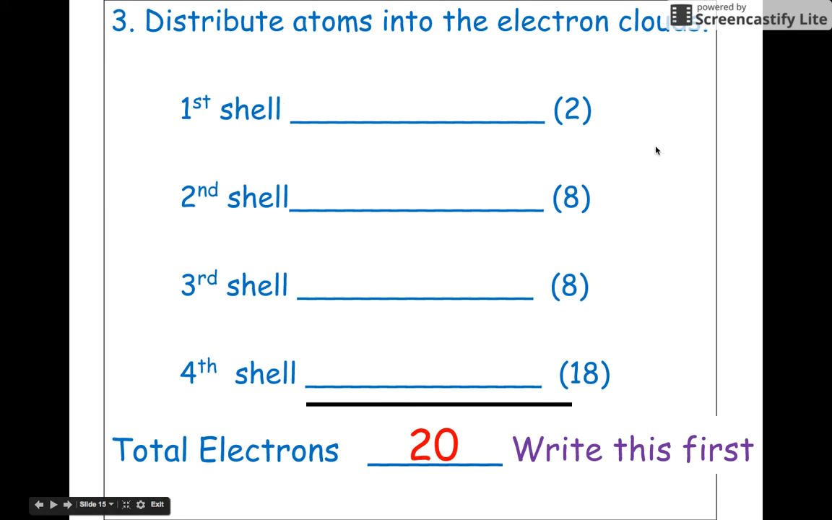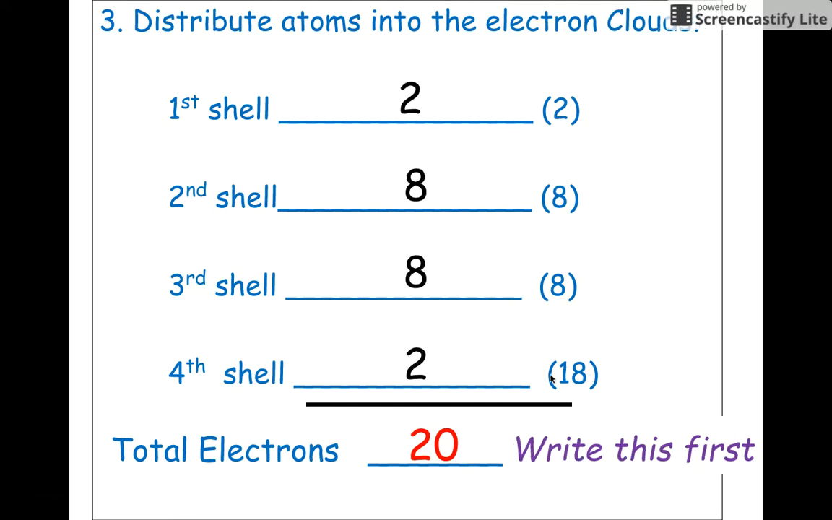Okay, the first shell fits 2, second shell fits 8, third shell fits 8, and the fourth shell fits 18. However, we're not going to use all the 18 on the fourth shell. I'll give you the heads up right now. We're going to go ahead and put 2 on the first one. We don't have enough for 20. So we go to the second shell. We put 8. We don't have enough for 20. We only have 10 so far.